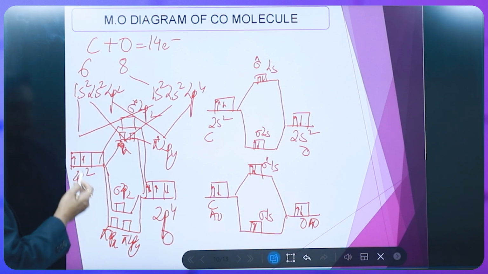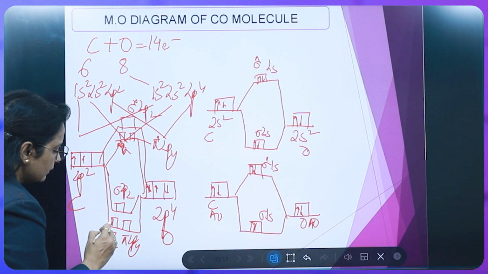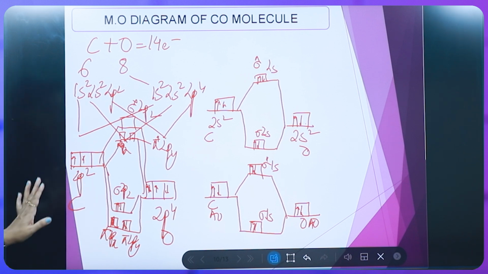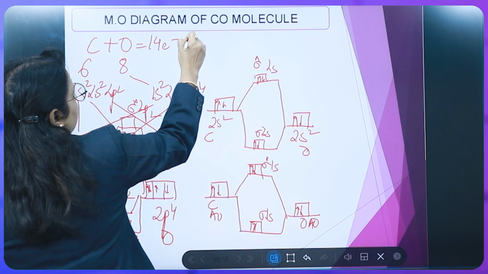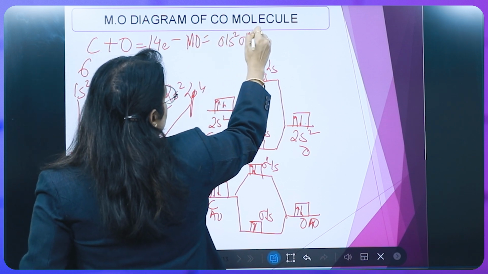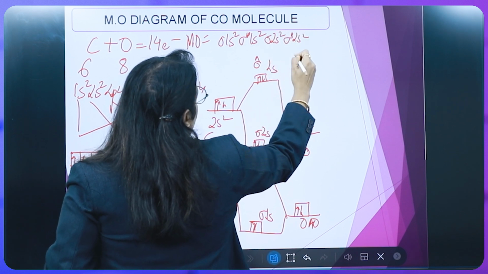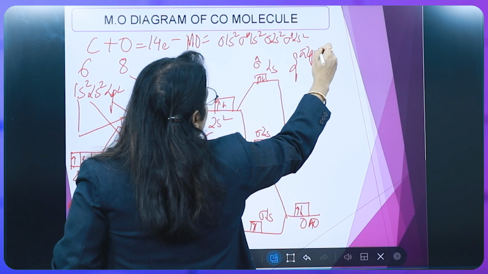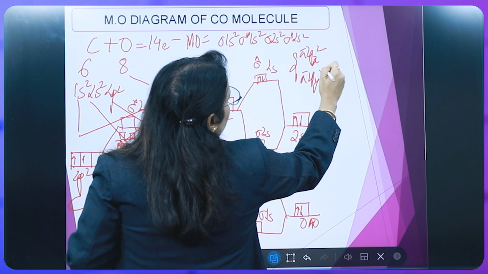Now, try to fill the electrons: 2 this side and 4 this side, total 6. So, starting 1, 2, 3, 4, 5 and 6. So, the bonding molecular orbitals are completely filled. Now, if I write the MO configuration, it will be sigma 1s2, anti sigma 1s2, sigma 2s2, anti sigma 2s2, and now pi 2px is also filled, pi 2py is also filled, and you can see sigma 2pz is also filled.